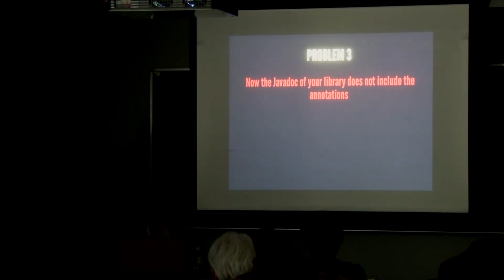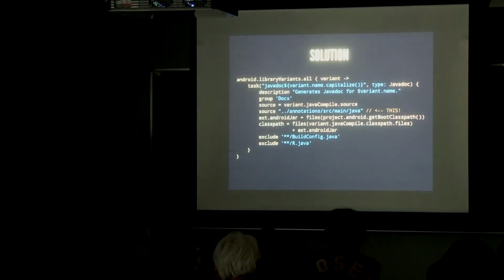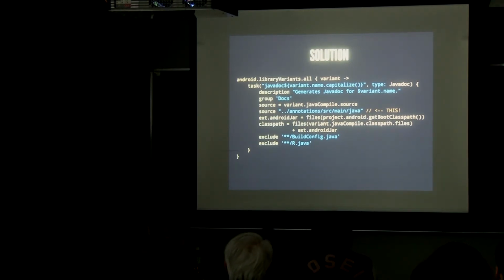So now we have another problem. Probably if you use Gradle, if you're developing a library, you're auto-generating Java docs. But you really want your annotations to be included in the Java doc because, well, of course they should be documented. So if this is the task that you have to generate your Java docs, let's go through it. Basically, for all the variants, which normally would be debug and release, but you can have more, of course, if you like, it generates a task, and basically it tells where the sources are, and then this is the important part.